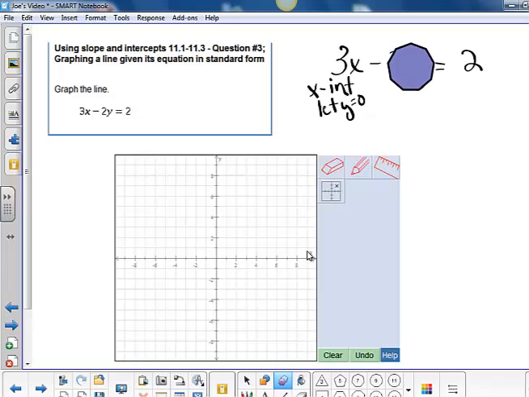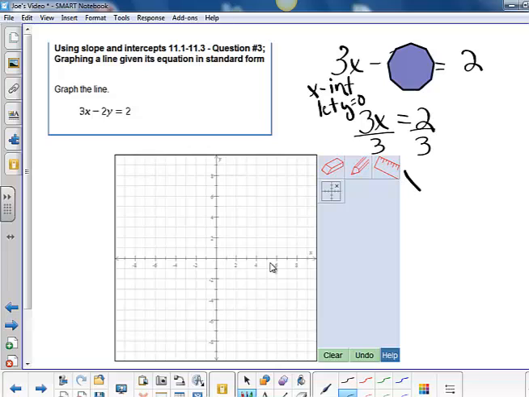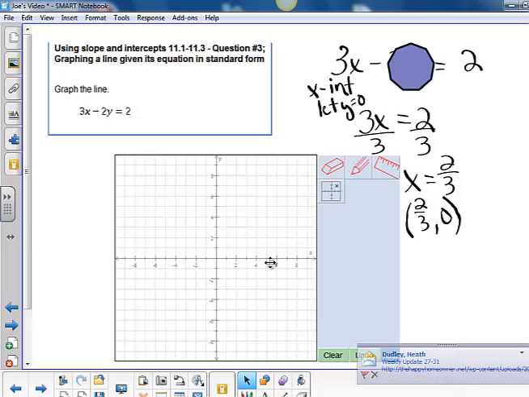Okay, so I'm going to cover up the y term. When I do that, what I have is 3x equals 2. Divide both sides by 3. X equals 2/3. Now remember that y equals 0. So this is the ordered pair: x equals 2/3, y equals 0.